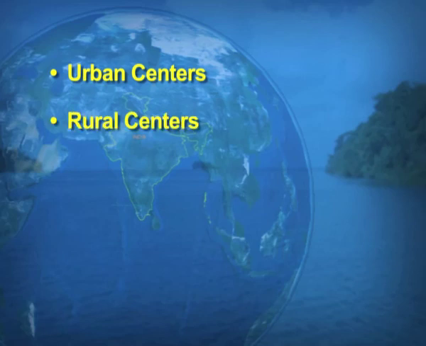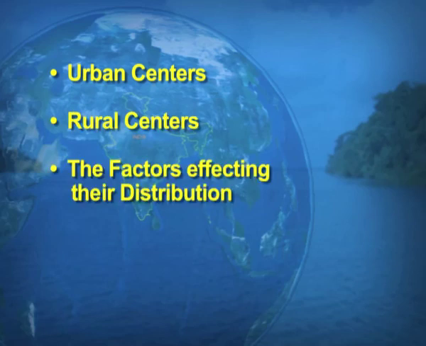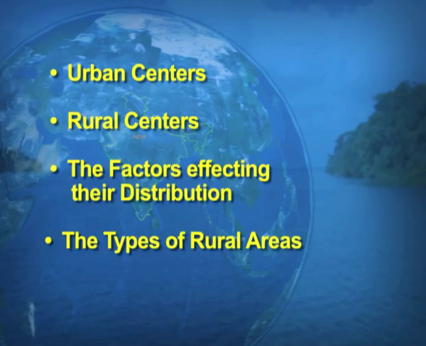So, children, we have discussed the urban centers, the rural centers, the factors affecting their distribution and the types of these rural areas. And lastly, we discussed that the classification of towns is based on two major factors. Number one, the size of the population, and number two, the functions these towns perform.